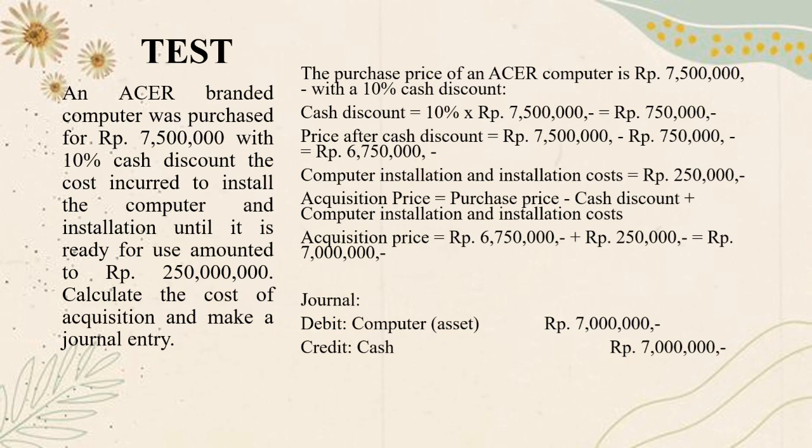The formula of the acquisition price is the purchase price minus the cash discount, which gives the price after cash discount, and then plus the computer installation cost. So 6,750,000 rupees plus 250,000 equals 7 million. So the journal entry is debit computer and credit cash.